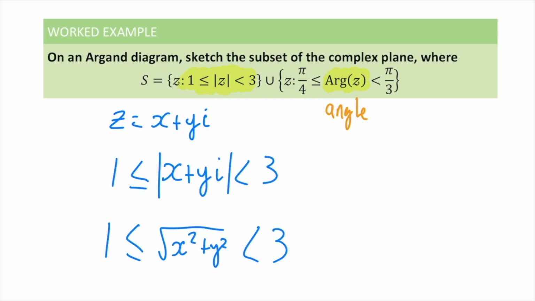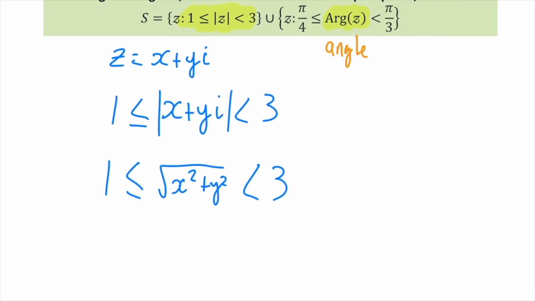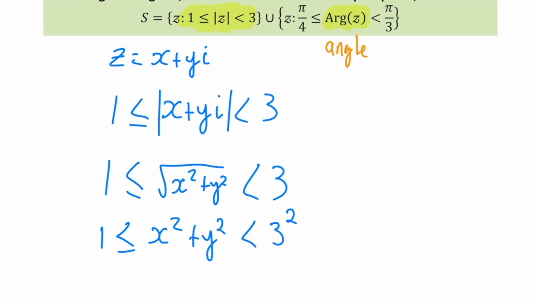If I square everything in my inequality and I scroll down just a little bit here, that is going to give me 1 is less than or equal to x squared plus y squared, which is less than 3 squared. I should put a little squared symbol on my 3, and I might just put one on my 1 as well. That way we can see that there.